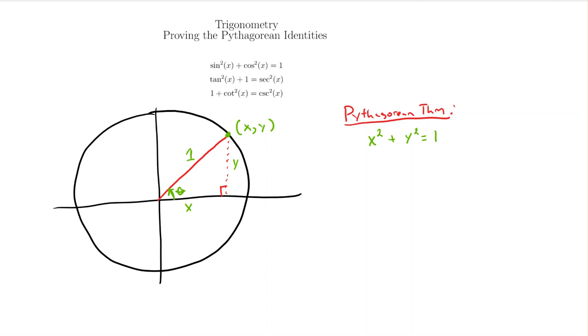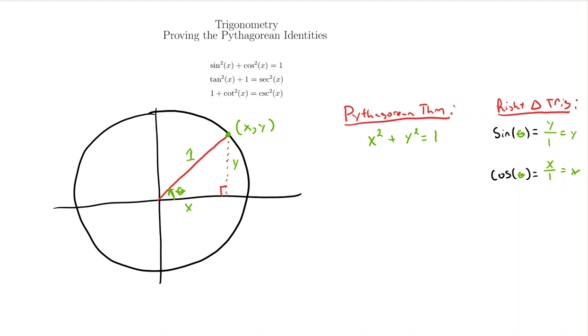My right triangle trig tells me, when I look at SOHCAHTOA, sine of theta is opposite over hypotenuse. So the y leg divided by 1. And cosine of theta is going to be the adjacent leg divided by the hypotenuse. So x divided by 1. Well, any number divided by 1 is just itself. So sine of theta is really just y. And cosine of theta is really just x.